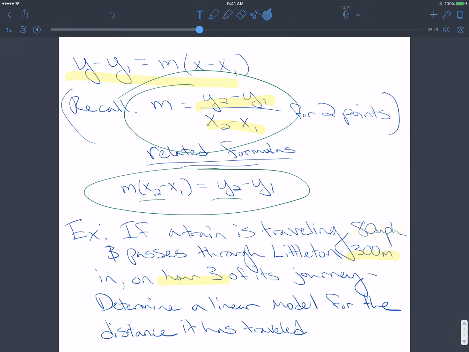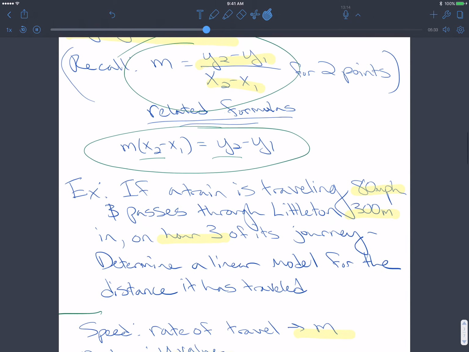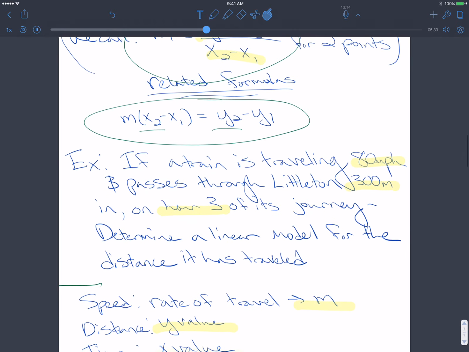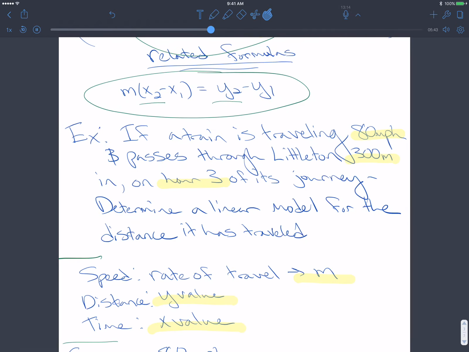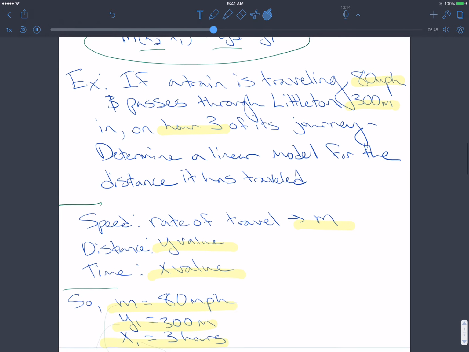So hour 3, 300 miles away. And then the rate, which corresponds to our m value, is given by the 80 miles per hour. Anytime it's something per something, it's probably a rate. So since the speed is our rate of travel, that will be our m value. Our distance, as I said, right, that's the y, and our time is our x. So when we construct this model, m will be given by the 80 miles per hour, y1 is going to be 300 miles, and x1 will be 3 hours.